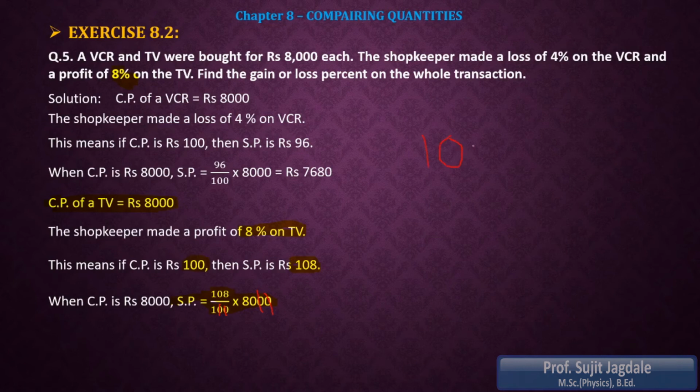Now you just have to take the multiplication of 108 into 8. 8 8s are 64, remainder 6, so that 6 will carry, 8 1s are 8, so 8, and put down the 0 in front of that. So 8640 is the SP for which article? TV.